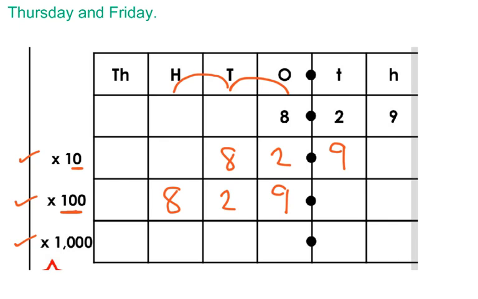Have a go at multiplying by 1,000 now, please. Remember how many places you need to move it. Hopefully you've remembered that you need to move it 3 places to the left, because it's being multiplied by 1,000. So our 8 goes in the thousands, we have 2 in the hundreds, we have 9 in the tens, and we have a placeholder in our ones column. There'll be questions similar to that on Thursday and then on Friday as well.